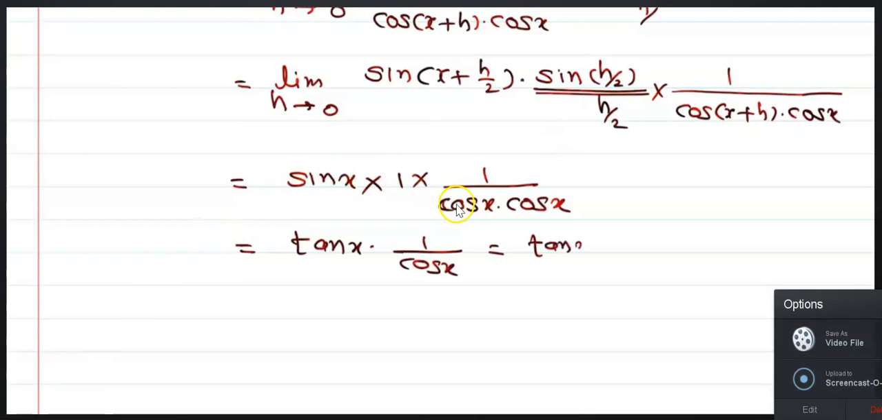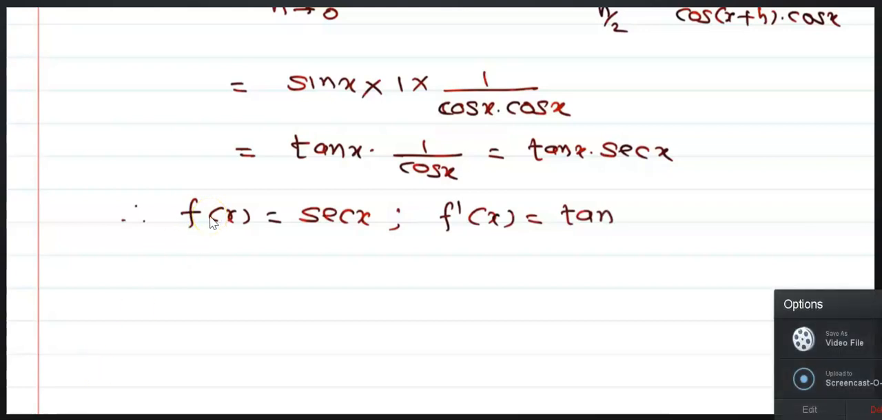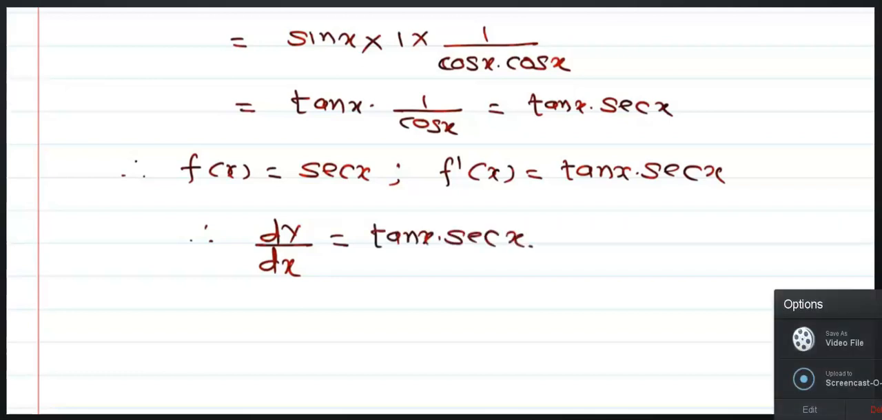That is sin x upon cos x is a tan x into 1 upon cos x. But 1 upon cos x means what? Sec x. And that's why tan x into sec x. Therefore, the derivative of sec x is sec x into tan x. Therefore, if f of x is equals to sec x, then f dash of x is equals to tan x into sec x. Therefore, dy by dx is equals to tan x into sec x.